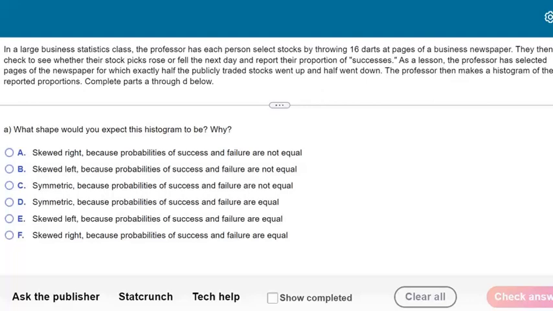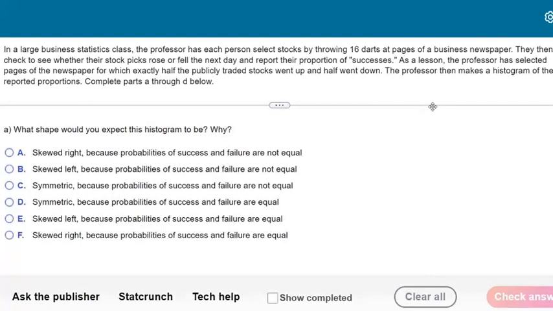Okay, so the professor is throwing 16 darts at pages of business newspaper, and then it looks like they're picking stocks for those. The professor's trying to say nobody can tell what's going to happen the next day. Stock could rise, stock could fall. So it sounds like there's two things. There's a success or a failure.